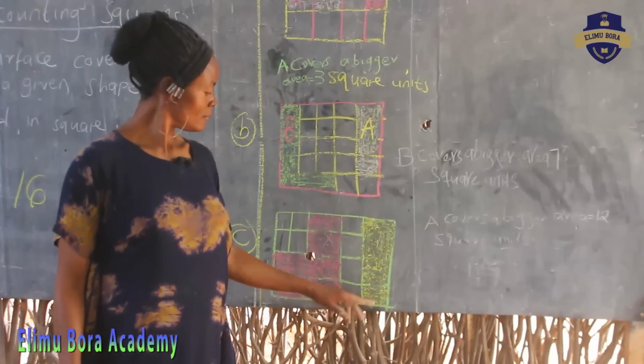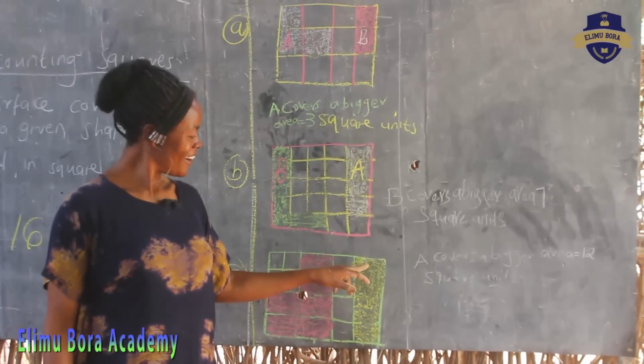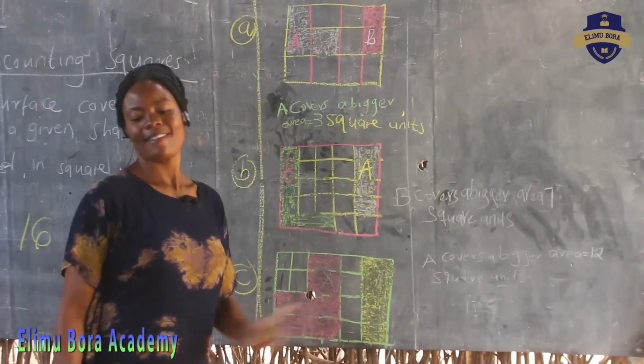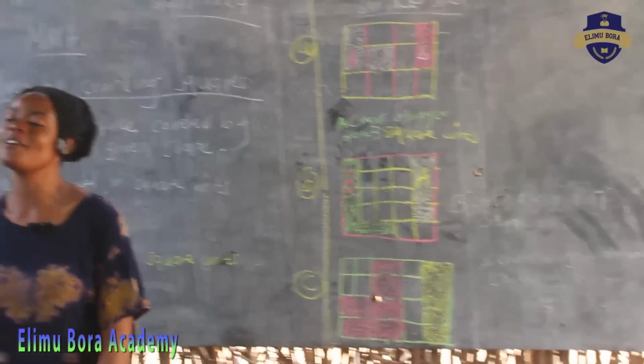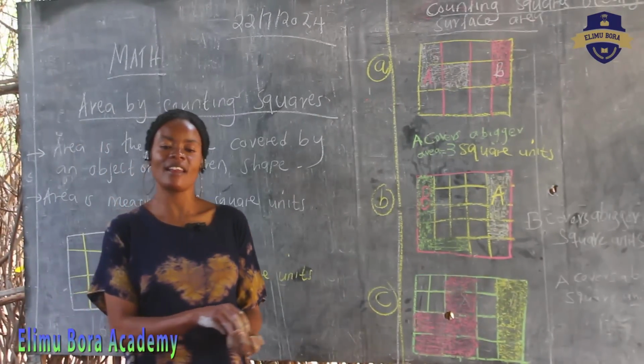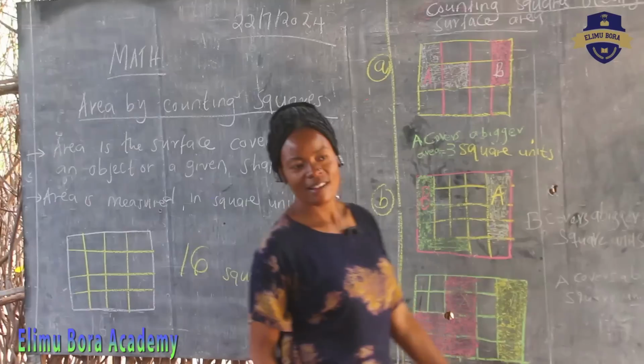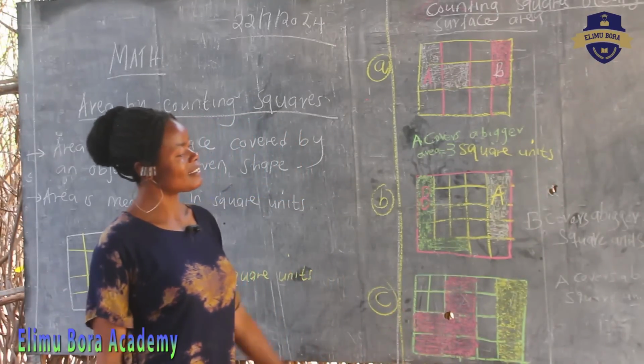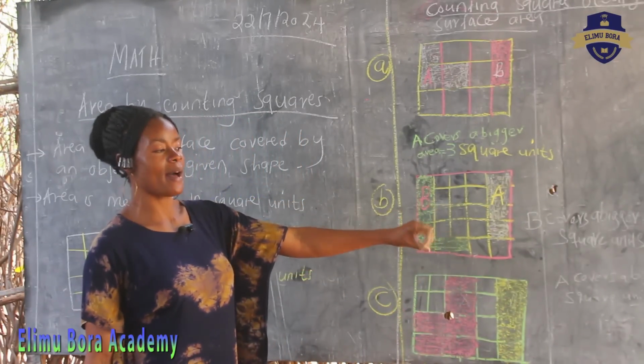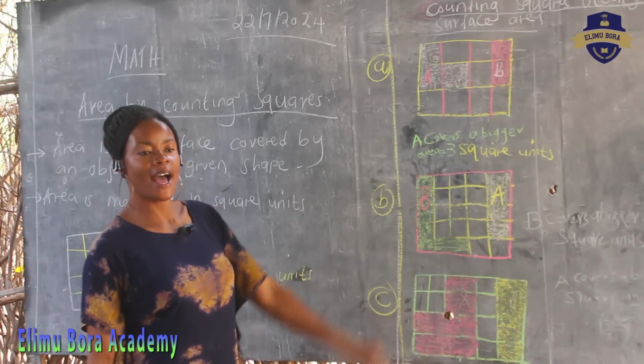Let us count the ones in B. 1, 2, 3, 4, 5. 1, 2, 3, 4. There are 4. So, which one is holding or covering a large surface area? The one in A. With how many squares? It is covering a bigger area by 12 square units.